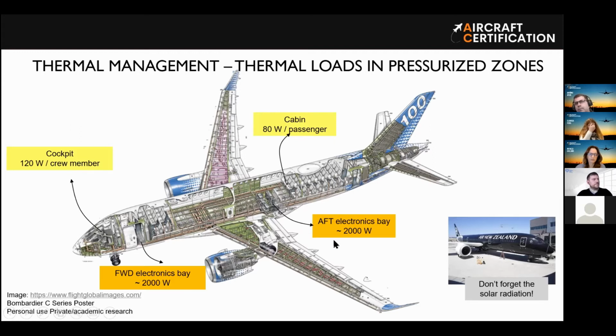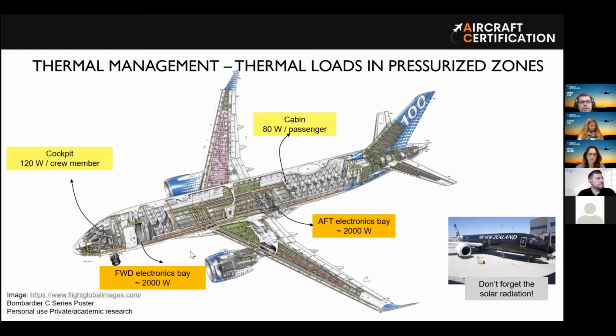manage those thermal loads. So these are, for example, typical values of thermal loads that we have for crew members, for passengers, for electronic equipment, for the electronic equipment bay and the aft electronic equipment bay. Basically, what we want to do is guarantee that we can manage those thermal loads by using the right amount of airflow and at the right temperature.